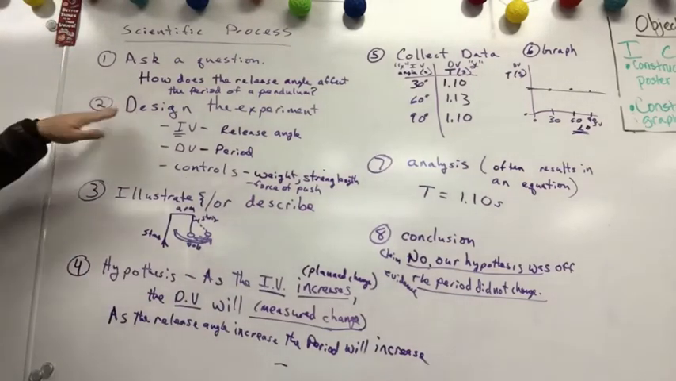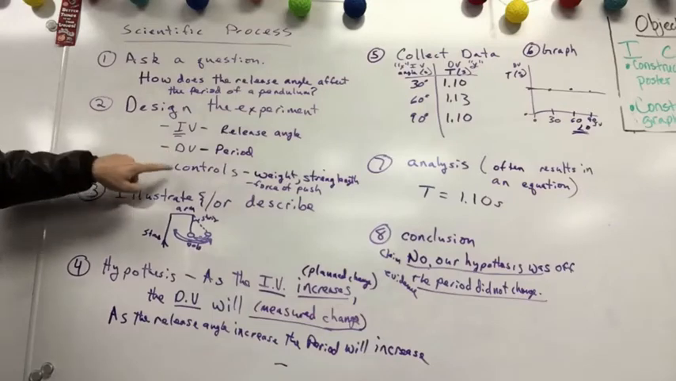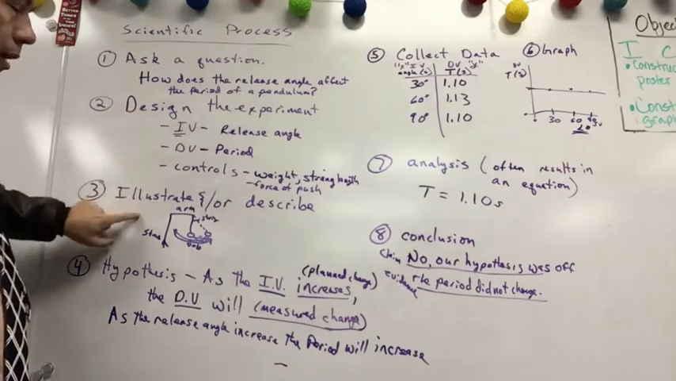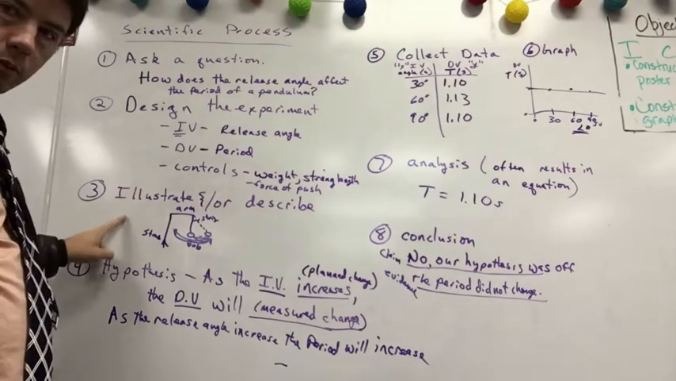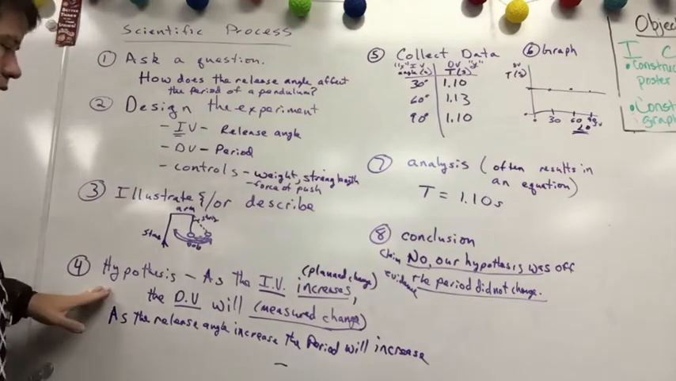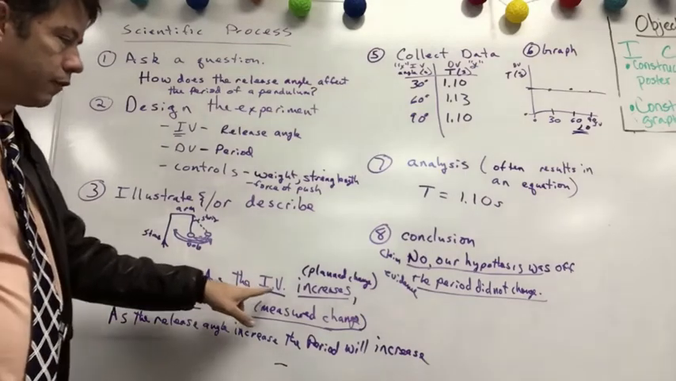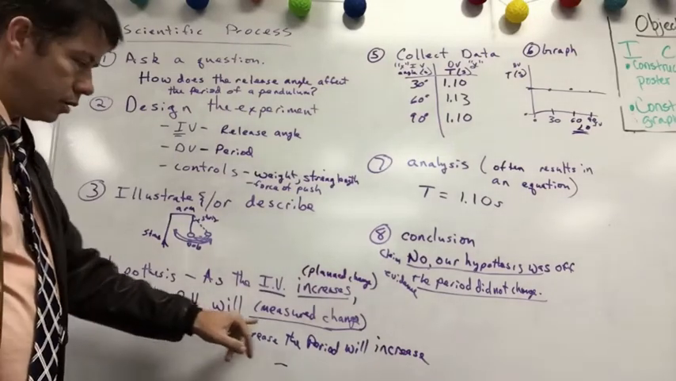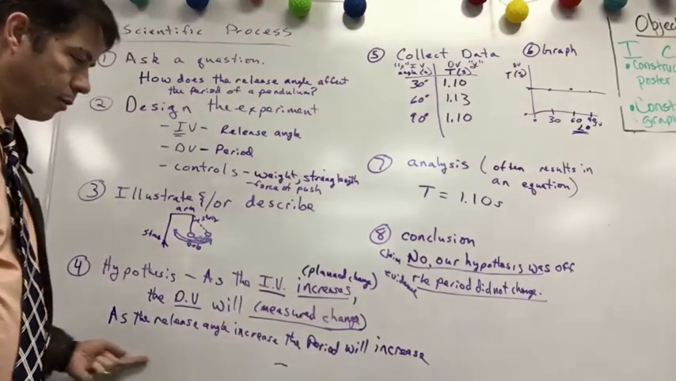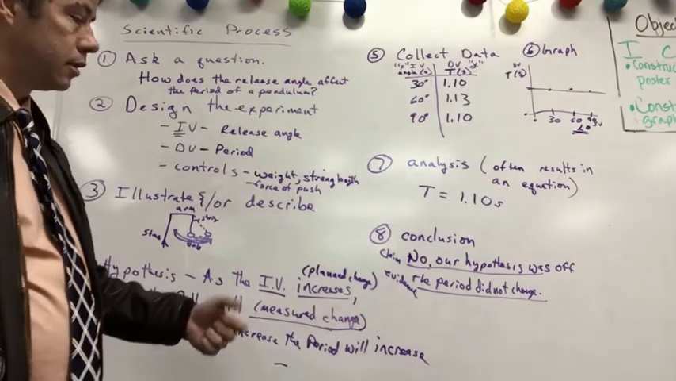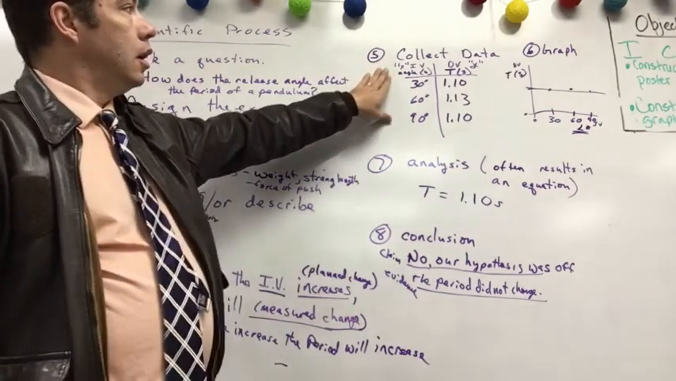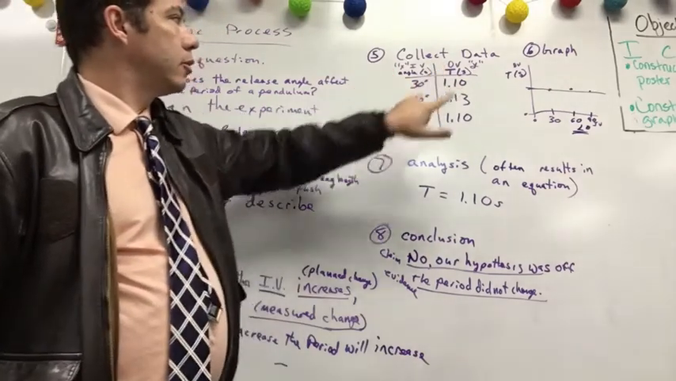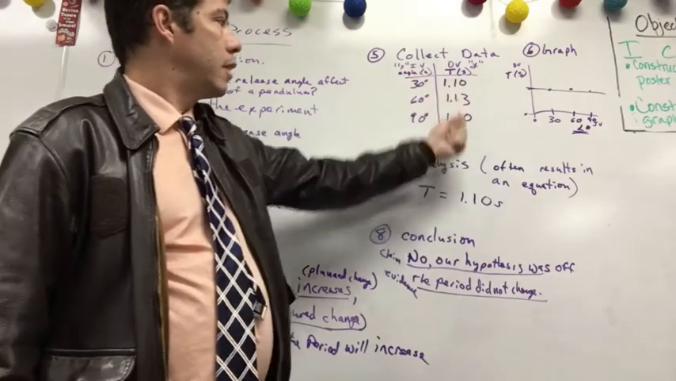Start with the question. Design the experiment: independent variable, dependent variable. What are some controls? Draw or describe it. And sometimes these may have to go in reverse order because we need a picture to understand what's going on. Hypothesis: as the independent variable goes through a planned change, the dependent variable will experience a measured change, and we make a guess as to what that is, and hopefully it's educated.